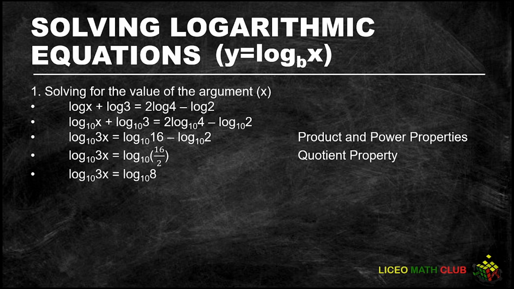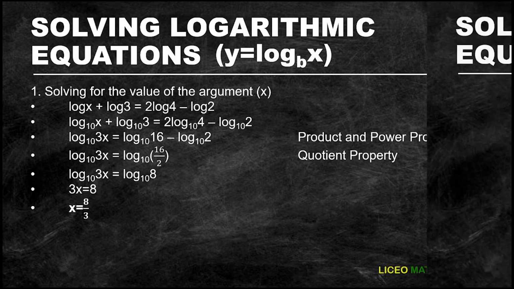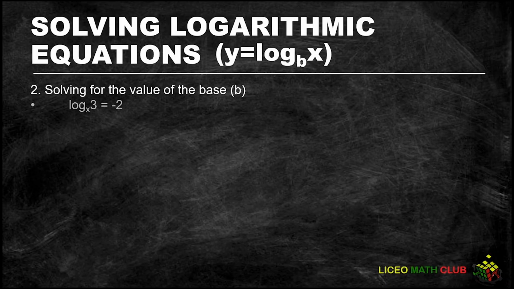Since both sides have the same base, we can equate the arguments 3x and 8. We will then have 8 over 3 as the value of x. Here we have a simple equation where the base is the variable. Log base x of 3 is equal to negative 2.